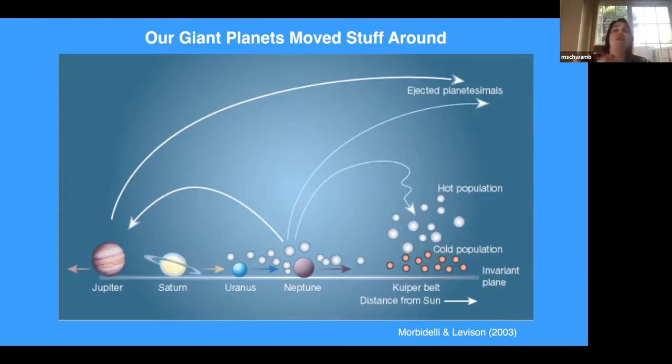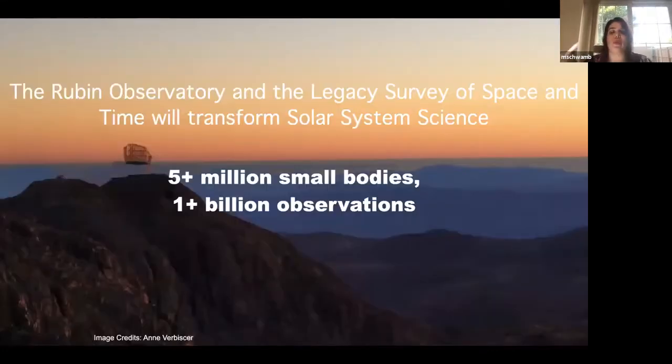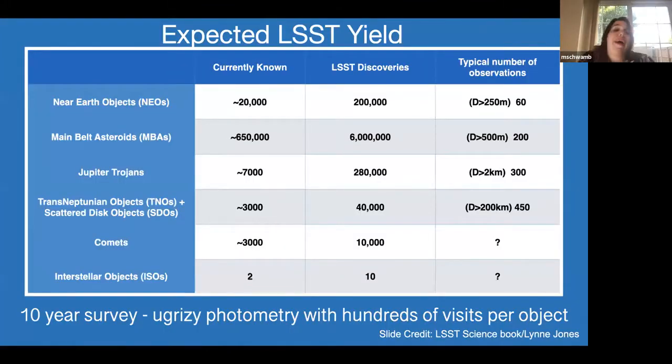And again, by studying even these new objects or ones that are coming more inward, we have connections to things that are further out. So the Rubin Observatory is really going to transform what we do for small body science. It's going to be 5 million small bodies, 1 billion observations effectively. And just to give you a scale of why I'm really excited about it, we know of 20,000 currently near-Earth objects. We're going to discover 200,000 with LSST.